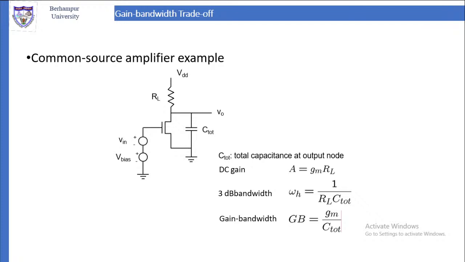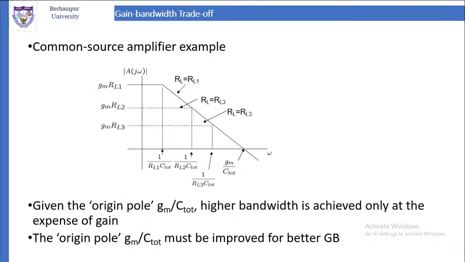Gain into bandwidth product is GB. That is GM by C total. Now how do you get this? Multiply omega h with A. DC gain into 3 dB bandwidth, that gives you GB. Multiply DC gain with 3 dB bandwidth, that gives you the gain bandwidth product, that is GM by C total. That is constant.